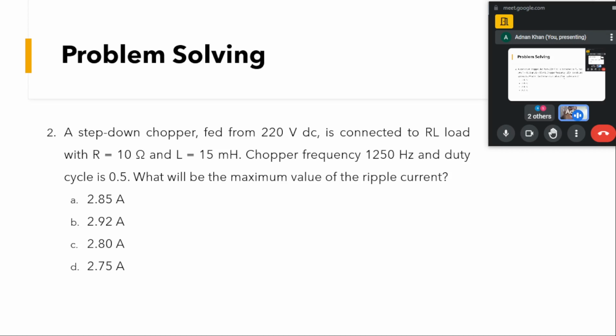So we know we have a buck kind of chopper, at the load we have an RL load, and we want to know the maximum ripple of that IL. Certain options are given here, like 2.85 ampere, 2.92 ampere. We'll solve this question, reach a certain answer, and discuss that.